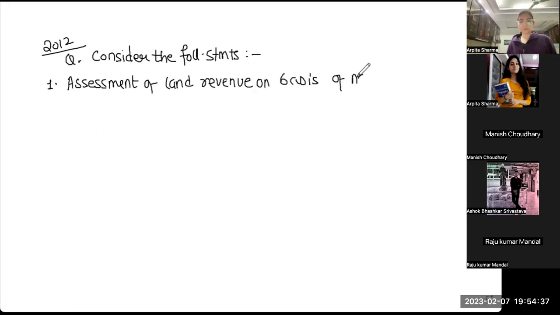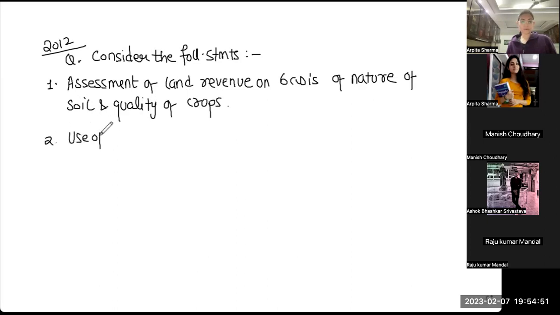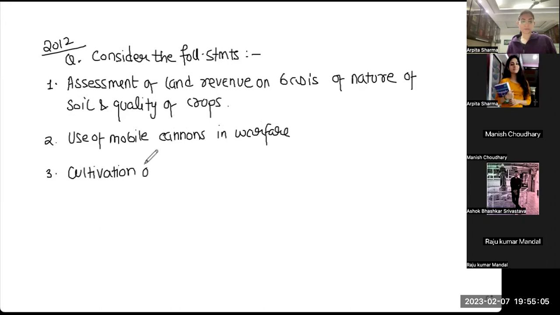Assessment of land revenue on the basis of the nature of soil and quality of crops. Second statement, use of mobile cannons in warfare. Third, cultivation of tobacco. This we discussed in the last lecture. And red chilies.